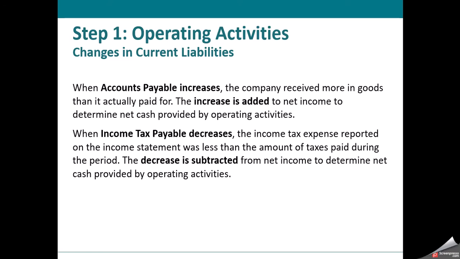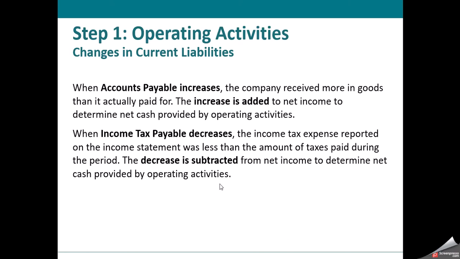Then we have our changes in our liabilities. So again, if our accounts payable goes up, it means that we have charged more things to expense that we haven't paid yet. So then we need to add those back to our net income because we deducted them from net income, but we haven't actually paid them in cash yet.